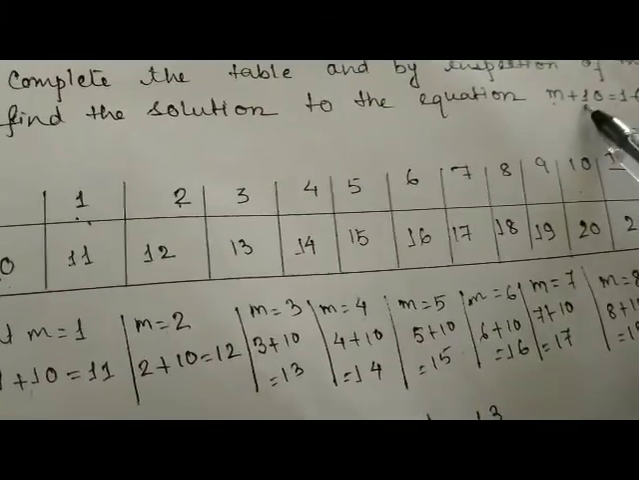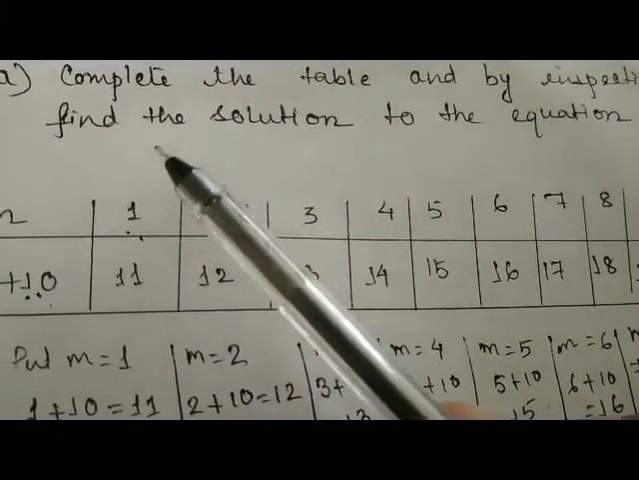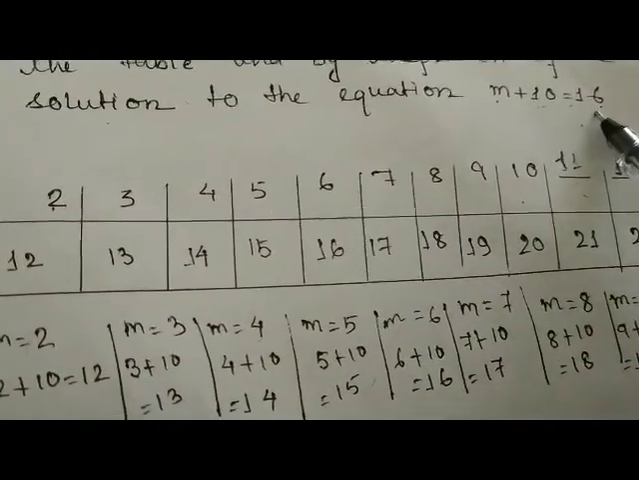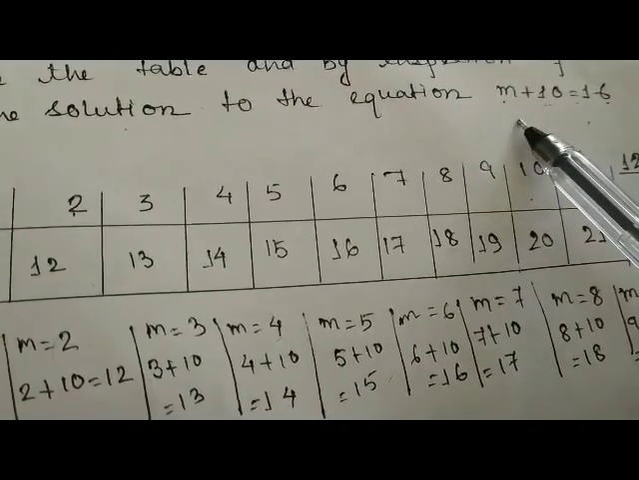So in the next part, we have completed the table. Now we will have to find the solution to the equation m plus 10 is equal to 16. As you know, if after solving the left hand part it matches the value on the right hand side, then we can say that it is the solution of the given equation.